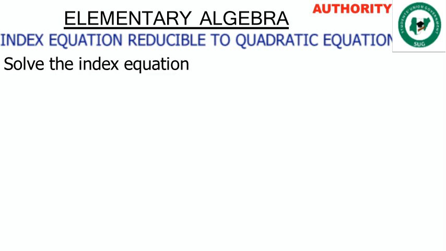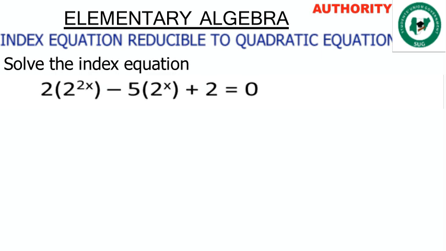It says solve the index equation 2 open bracket, 2 raised to power 2x, close the bracket, minus 5 open bracket again, 2 raised to power x, close the bracket, plus 2 is equal to 0. Okay, you see this? What I'm going to do is say 2 open bracket, 2 raised to power 2x, close it, minus 5 open bracket, 2 raised to power x, close it, plus 2 is equal to 0. Now pay attention and see what we're going to do.